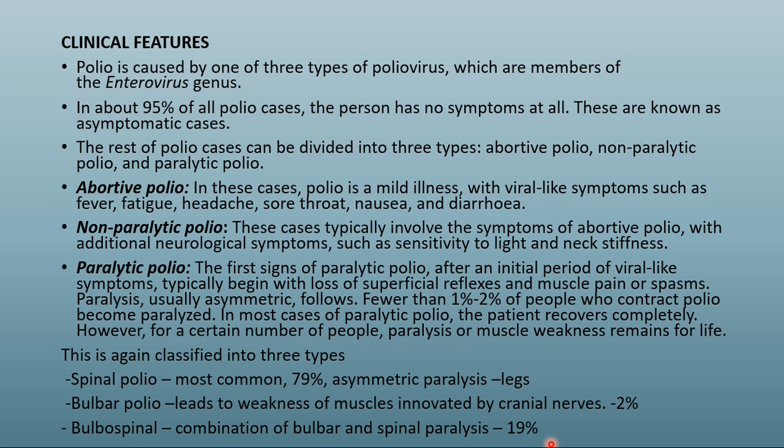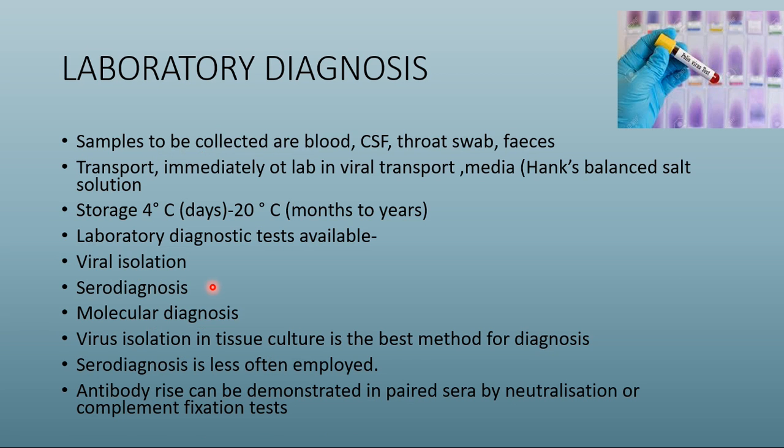Even the death to case ratio for paralytic polio is generally 2 to 5% in children, and up to 15 to 30% in adults. That differs depending upon the age. So these are all the clinical features where we can see abortive polio, non-paralytic polio or paralytic polio.